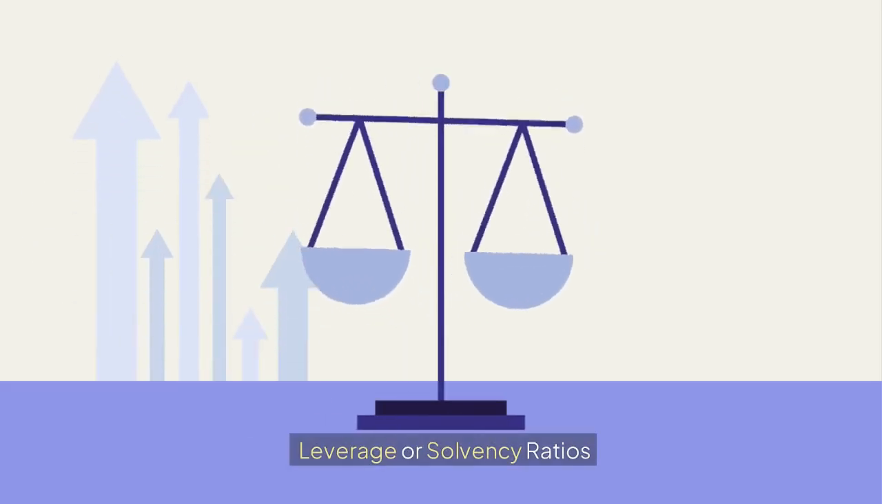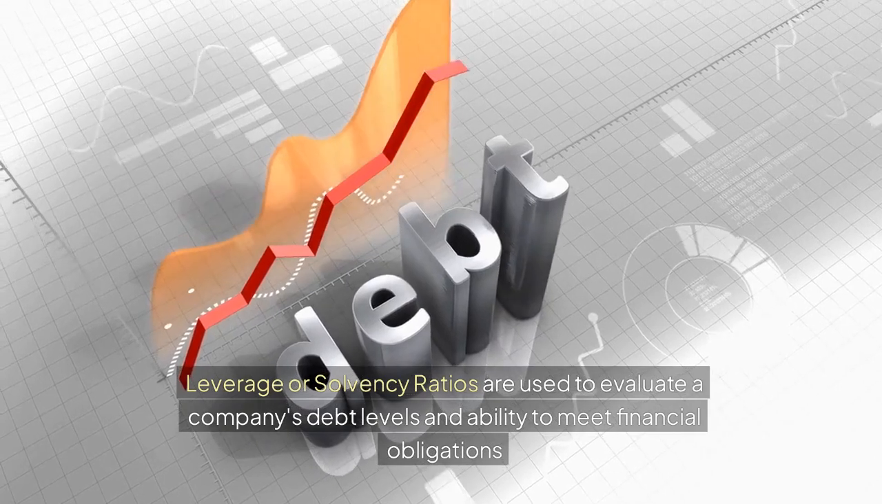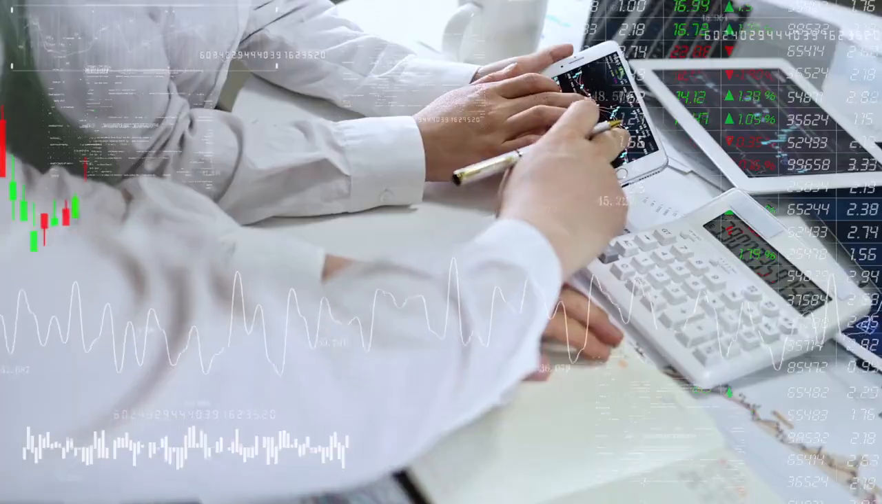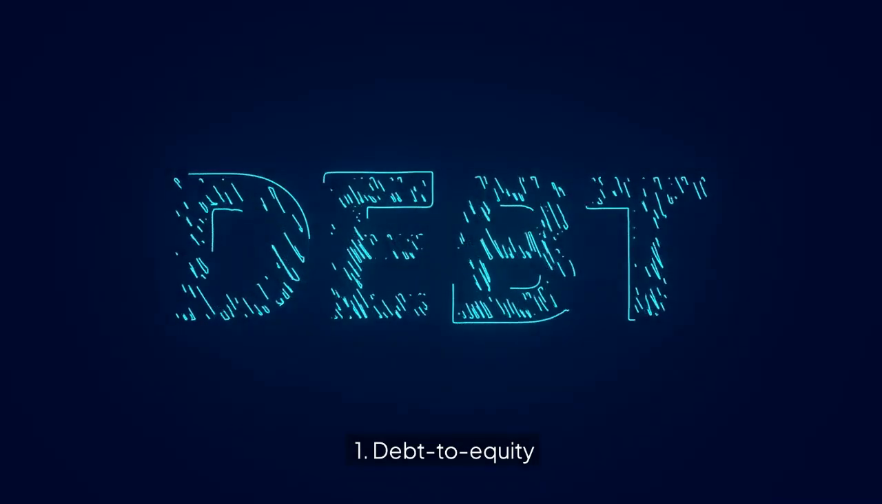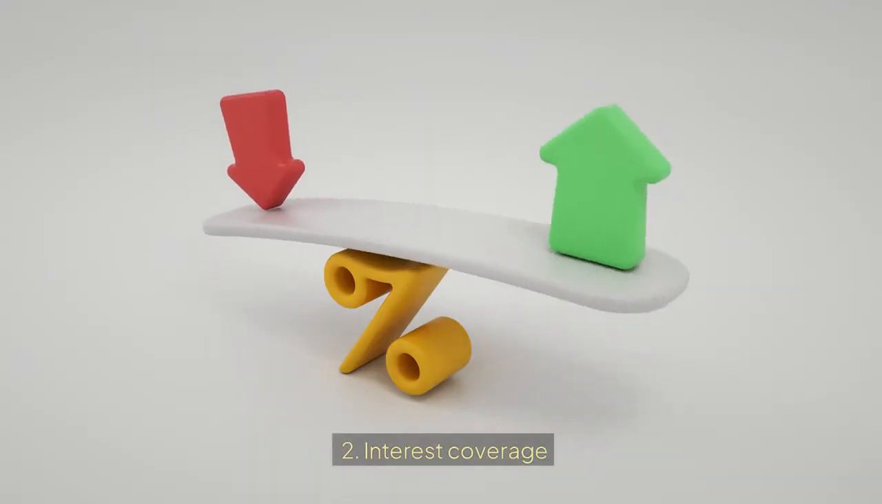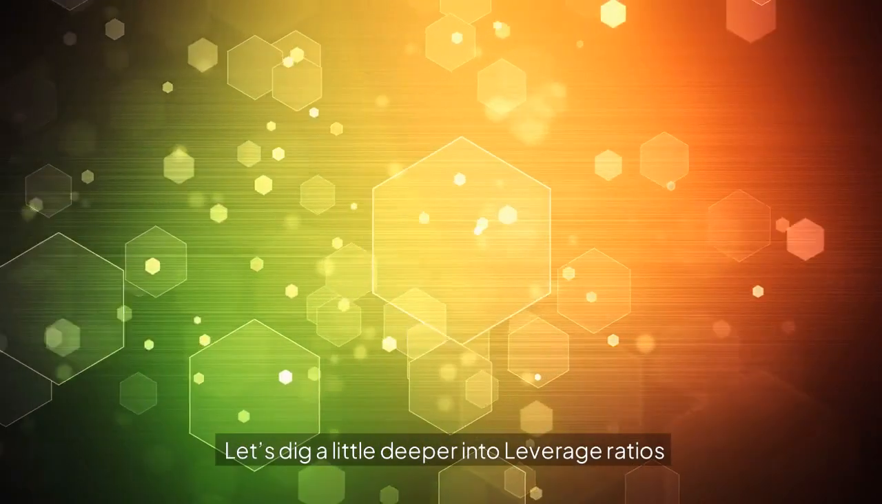Leverage or solvency ratios. Leverage or solvency ratios are used to evaluate a company's debt levels and ability to meet financial obligations. Key leverage ratios include: 1. Debt to equity. 2. Interest coverage. 3. Debt to EBITDA ratio. Let's dig a little deeper into leverage ratios.